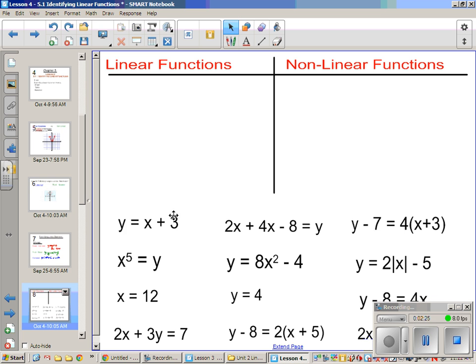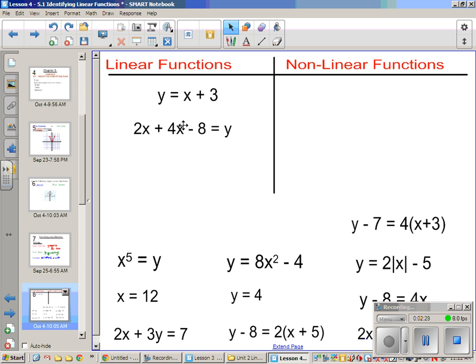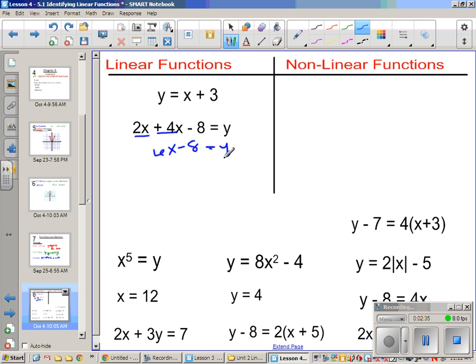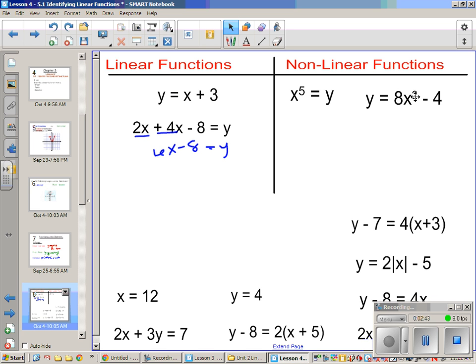Okay, so I'm going to start with this one. This one is linear. This one is linear. All you would have to do to get that one to become linear is combine these two terms to 6x minus 8. And now it's in the correct form. Nonlinear, it has an exponent of 5. We're looking for an exponent of 1 on the x. Nonlinear, that's the U shape that we learned earlier.